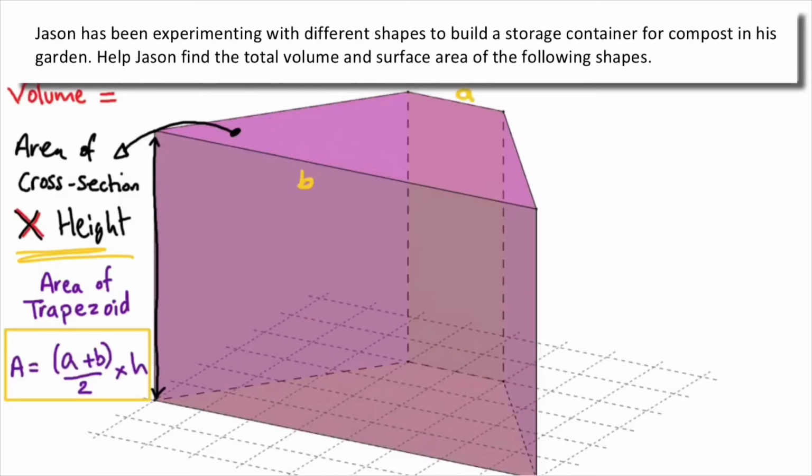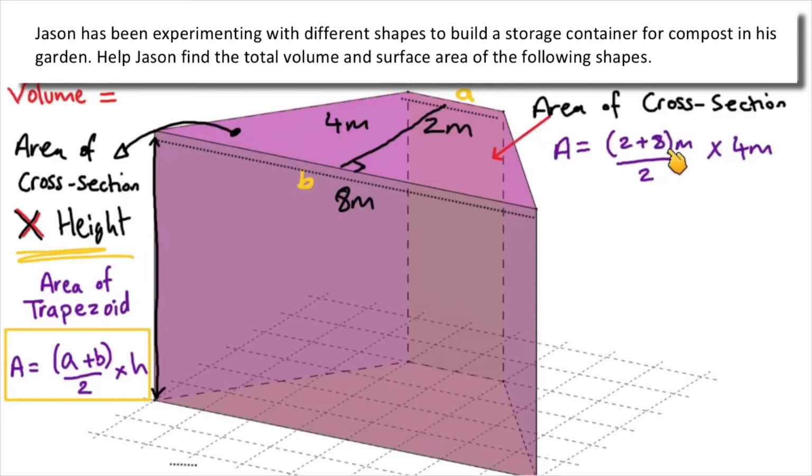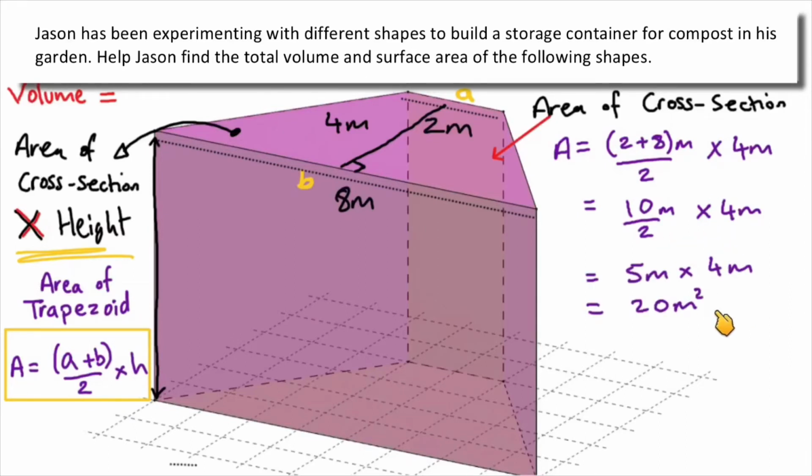The area of a trapezoid is A plus B, the two parallel sides, divided by 2 times the height. Now, we're not referring to this height, we're referring to the perpendicular height for the trapezoid. A has a length of 2 meters, B has a length of 8 meters, and the perpendicular height is 4 meters. So, the area of the cross section is 2 plus 8 meters divided by 2 times the 4 meters perpendicular height. So we have 10 meters over 2 times 4 meters gives us 5 meters times 4 meters, which gives us 20 meters squared.